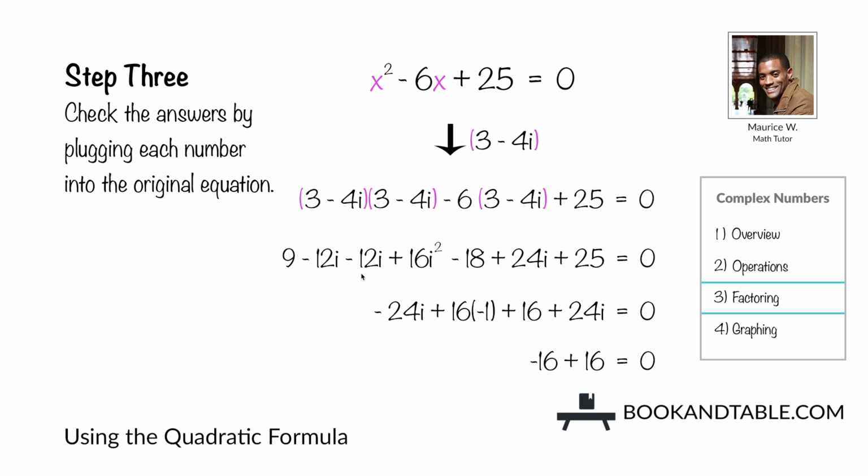Negative 12i minus 12i gives you negative 24i. 16 times i squared is 16 times negative 1. Then we have positive 24i, and we have 9 minus 18, which is negative 9. Plus 25 gives us positive 16 here. Negative 24i and positive 24i cancel each other out, leaving you with 16 times negative 1, which is negative 16, plus 16. Combine those and we get 0. So when we plug in 3 minus 4i for x, we get 0 is equal to 0. And since the left side equals the right side, this confirms that 3 minus 4i is a value of x.